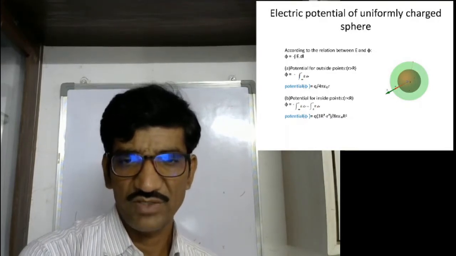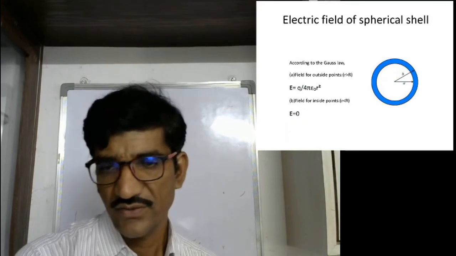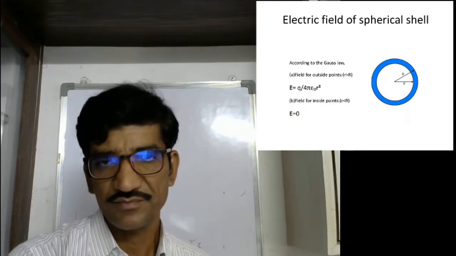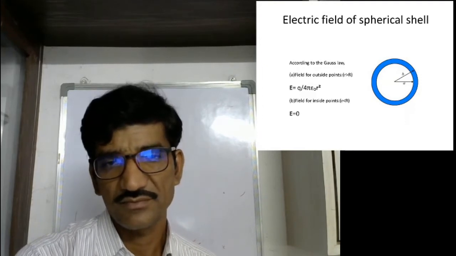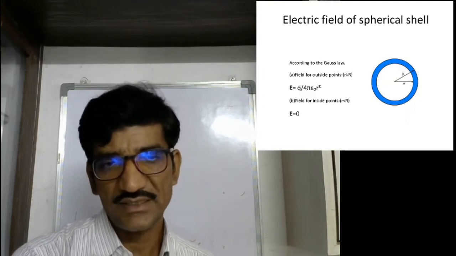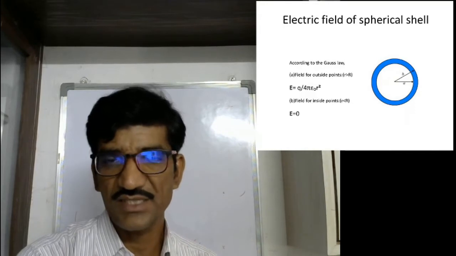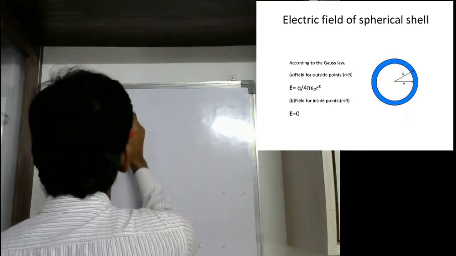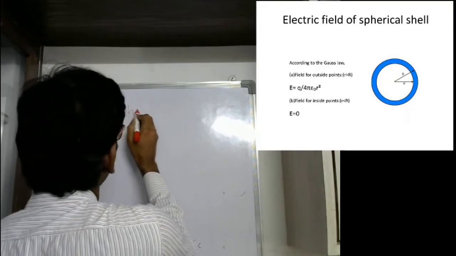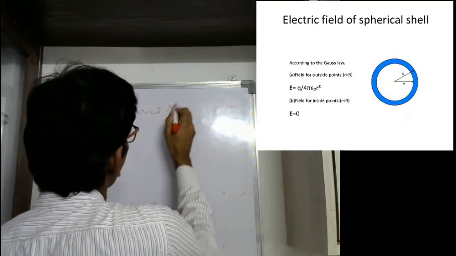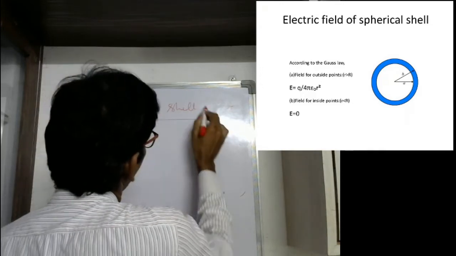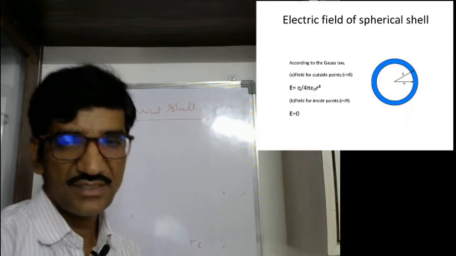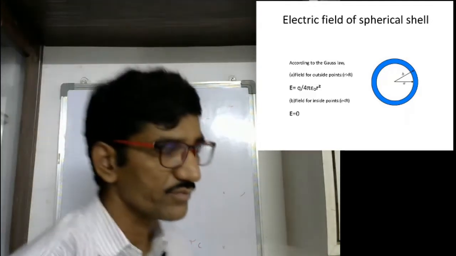Now I am moving to this object. Okay. So, the electric field of the spherical shell. Do you know what the electric field is for outside points of the spherical shell? Okay. The next problem is the spherical shell. First, let us take the fields and then let us try to evaluate the potentials.